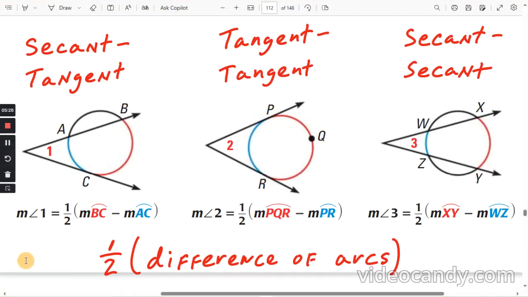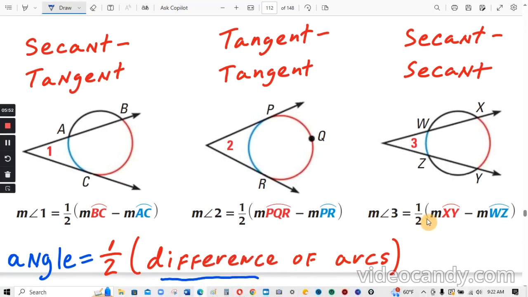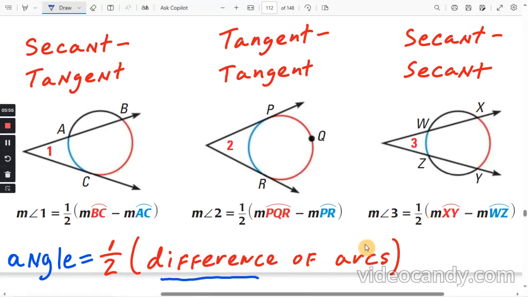Now, the other thing you have to know, there's 3 cases, but the formula is the same in all 3 cases. Whether you have a secant and a tangent, two tangents, or two secants, the angle is going to equal 1/2 the difference of the arcs. Difference, of course, means you subtract. And when you subtract, you want to put the larger number first. Otherwise, you're going to get a negative answer.